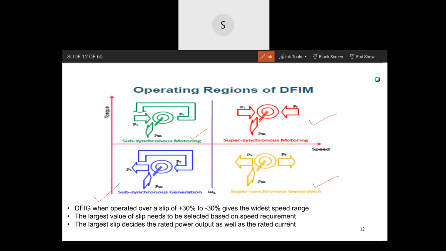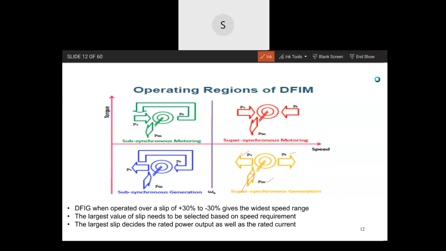So in DFIG today, we make use of the subsynchronous generation in addition to supersynchronous generation. This is the advantage. It cannot be done in a squirrel cage. So what is it? Supersynchronous generation means through the shaft, from the turbine, you are giving the mechanical power, PM, that is the power input. Then from the stator, you are getting a power output, PS. From the rotor also, slip times that stator power is coming, PR. So that is why we call it doubly fed, the two feedings.